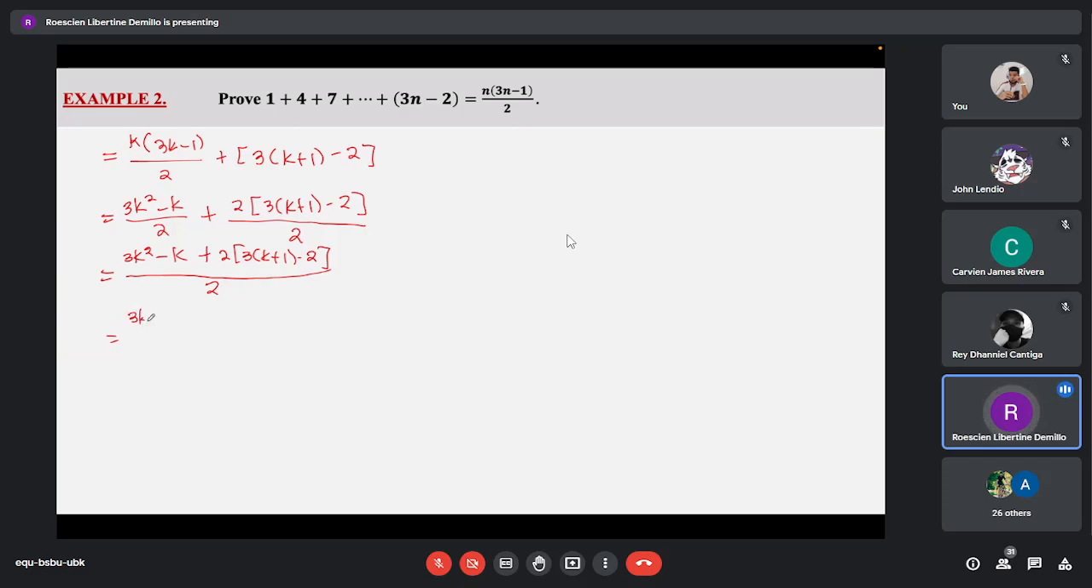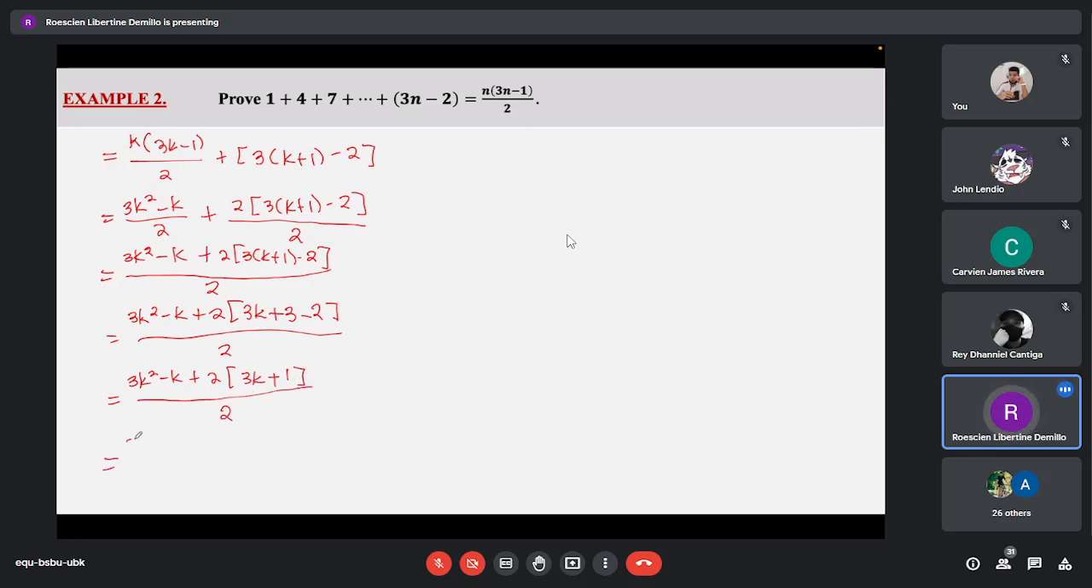Now, we have 3k squared minus k. Ato sa ni siyang isolve. 3 times k is 3k. 3 times 1 is 3. And then copy minus 2, all over 2. Okay, padayon lang ta. Now, we know that 3 minus 2 is just equal to 1. So, we have 3k plus 1 all over 2.